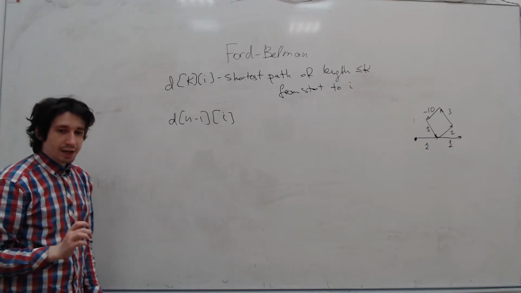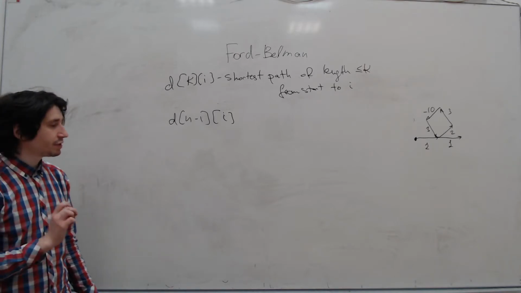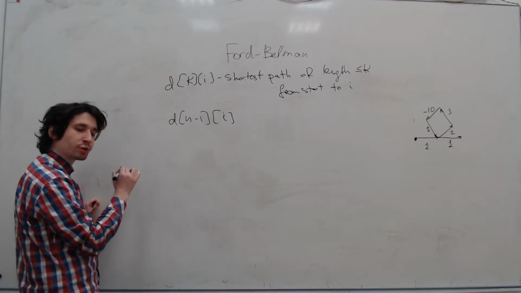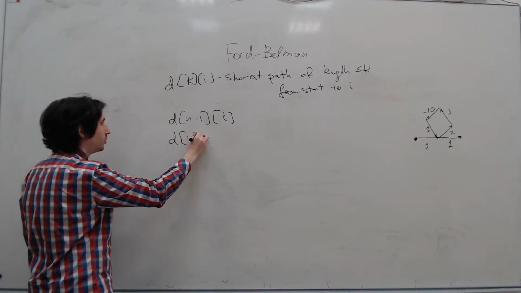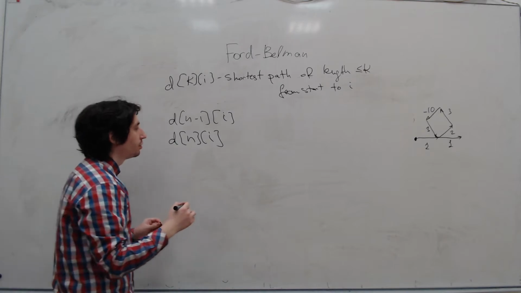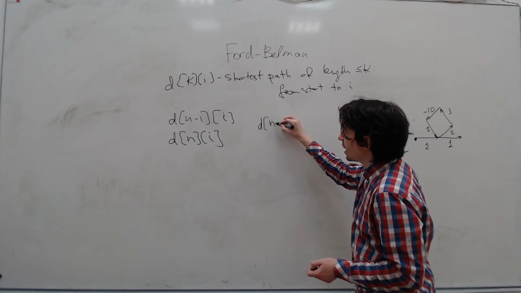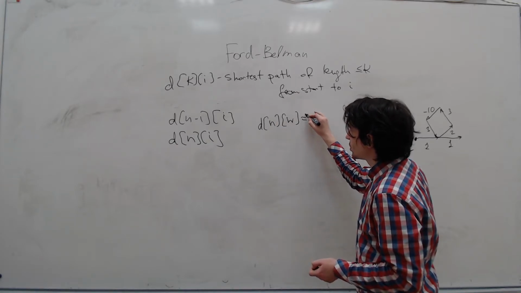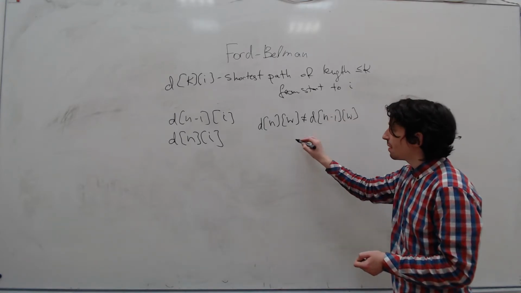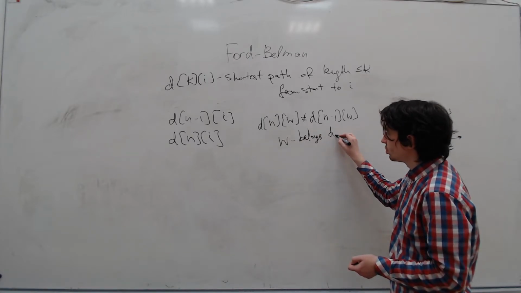So how to find whether we have the negative cycle? It appears that if you apply the relaxation one more time, dni, one more time, and there is a vertex w for which d n w does not equal d n minus 1 w, this means that w belongs to a negative cycle.